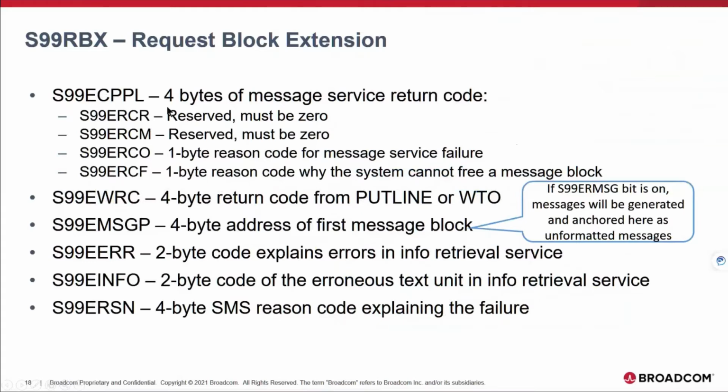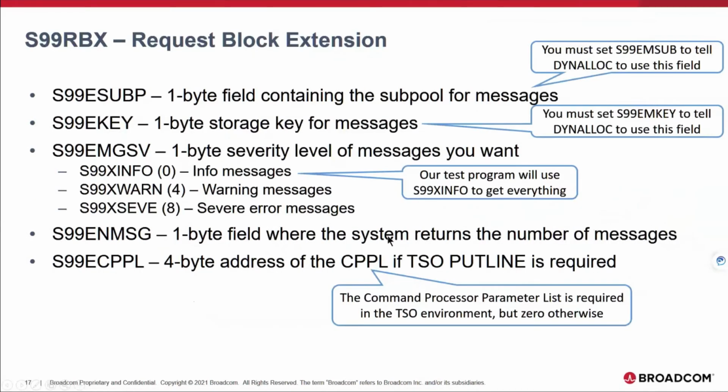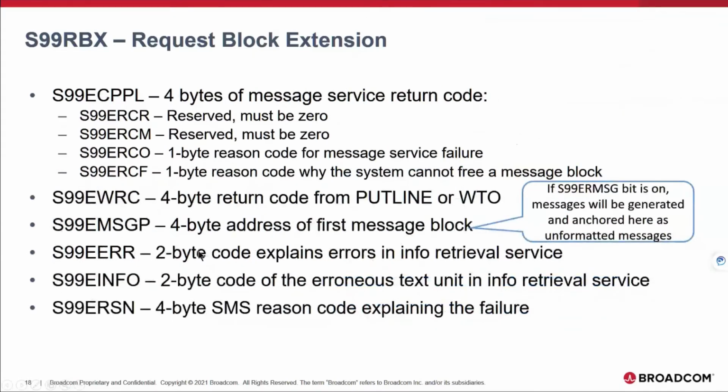There is a 4-byte field with different messages in it. So here, a couple of them are not being used, but there are these couple of flags here. These are not actually set by SVC 99. These are set by the messaging facility that we'll talk about in just a minute. In fact, I'll just defer talking about them until we get there. There's a field here to get the return code from either the put line or WTO, which we're not going to have. And then finally a pointer. This is if messages are generated, then this will be the address of the message block. And in the previous page, we had the number of messages. So those two things were very important to us.